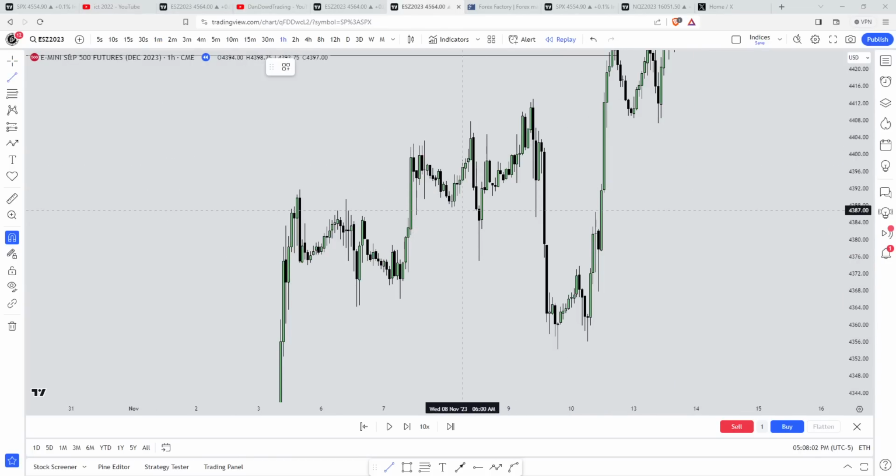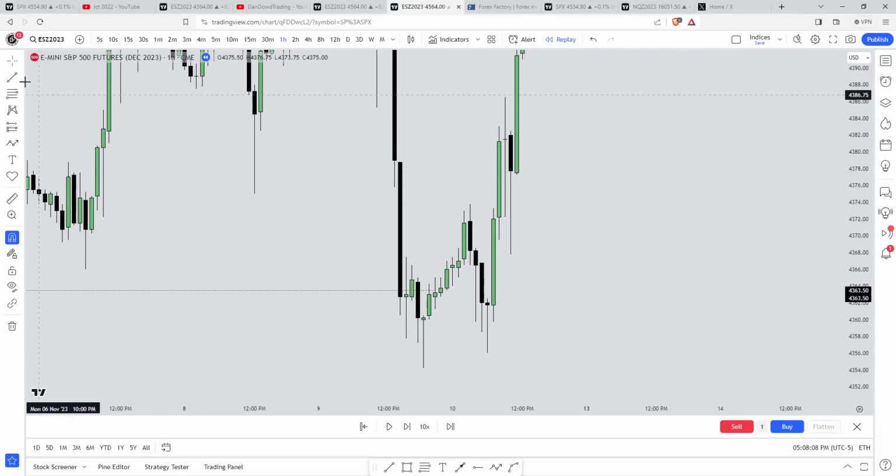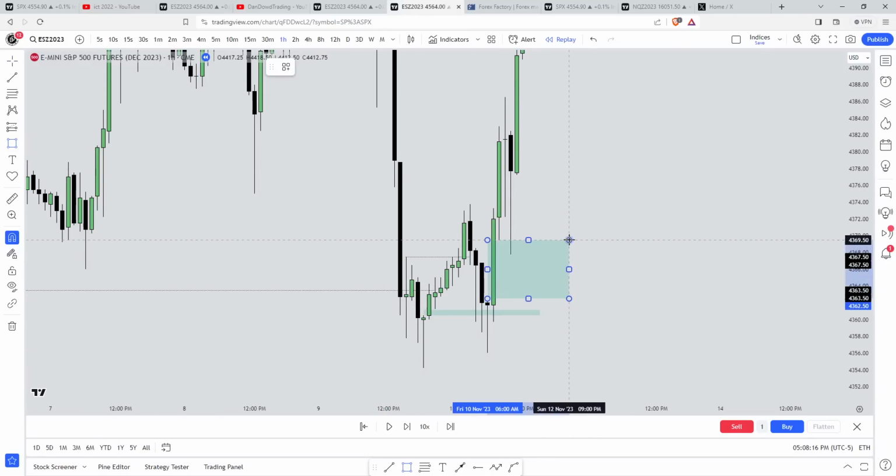So zooming out from the 1 hour time frame, it engineered all this sell side liquidity, came back down, took it all out, created a bullish 2022 model. Price created a shift in market structure. We had a bullish fair value gap right here. Also created another break of structure higher and created a fair value gap.